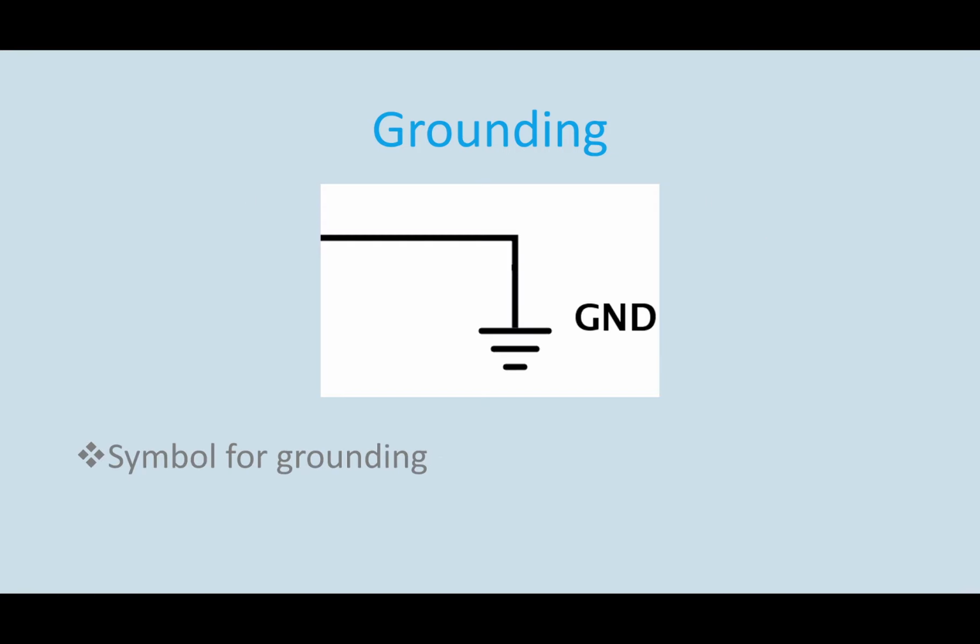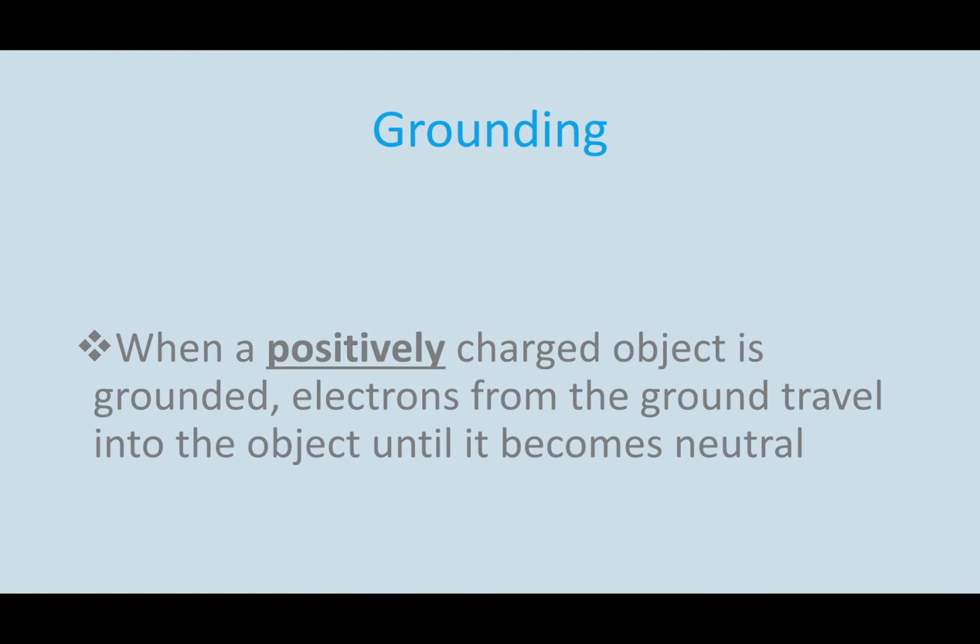This is basically what the symbol for a ground is. You may see something like this in electric circuits or in circuit diagrams. But essentially, when a positively charged object is grounded, electrons from the ground travel into the object until it becomes neutral. So we're adding electrons to this positively charged object to make it more neutral.